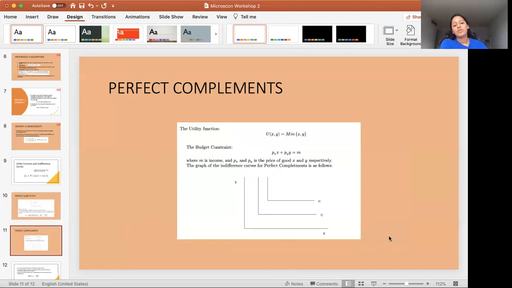Perfect complements is also the same thing. Usually the utility function for perfect complements would be a minimum function. As you can see here, the utility of X and Y is equal to the minimum of X and Y. And the budget constraint is the same as we saw last time, where M is the income and PX and PY are the prices of good X and good Y respectively. This is the exact same indifference curve graph that we saw last time, where it's L-shaped, with straight edges.